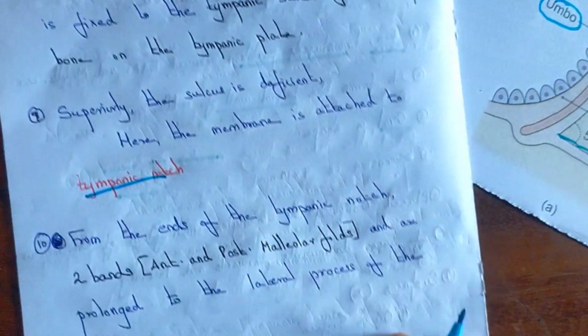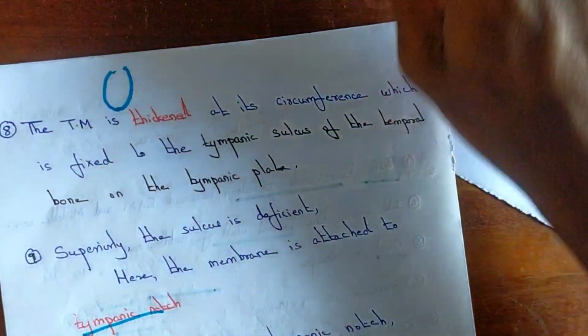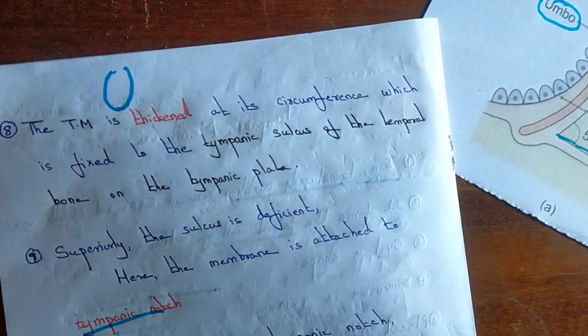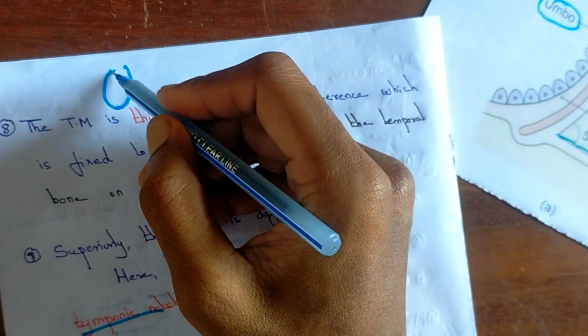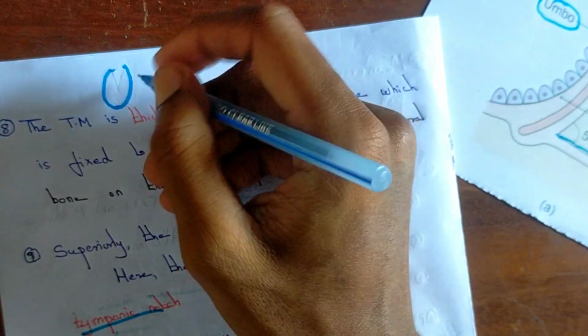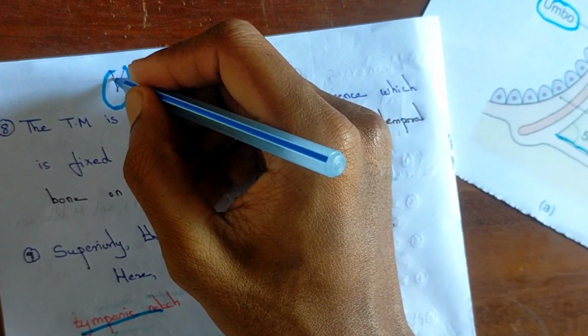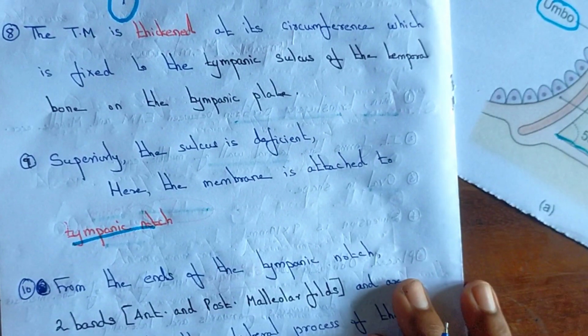Got it? From the end of the tympanic notch, this is the thickened part, and here is the tympanic notch. From both ends we have the two malleolar folds, the anterior malleolar fold and the posterior malleolar fold.